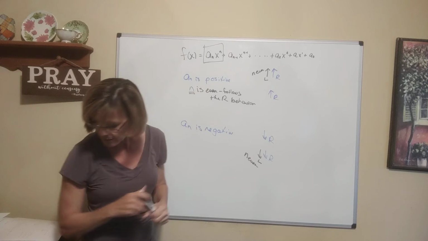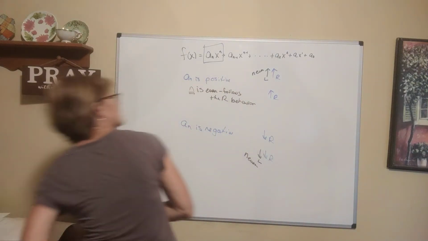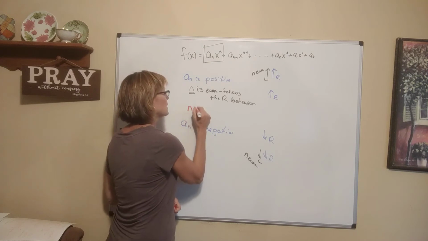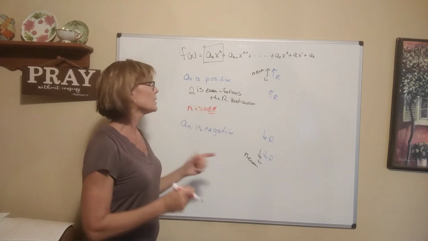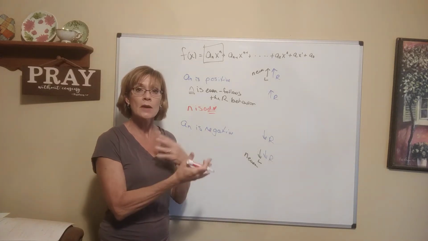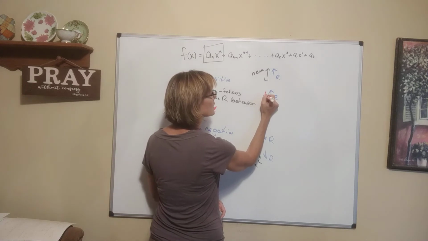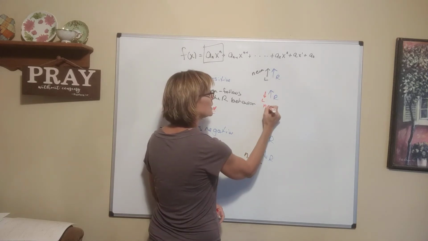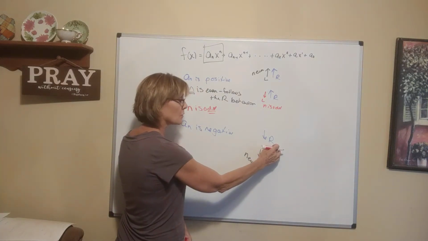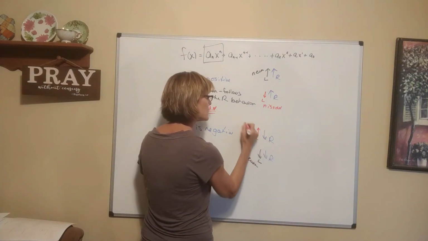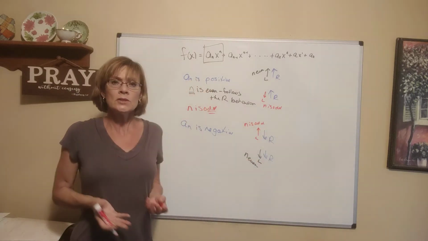But if n is odd, and I'm going to use a different color for the odd, what's going to happen? Well, if n is odd, then the left behavior is going to switch from the right. It's going to go opposite. So if it's odd, then if right is going up, then left will go down. If n is odd and right is going down, then left will go up. So you can look at the chart that I have on there.